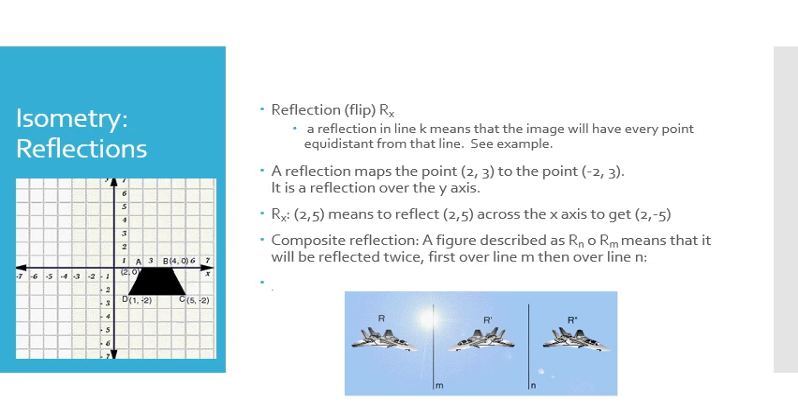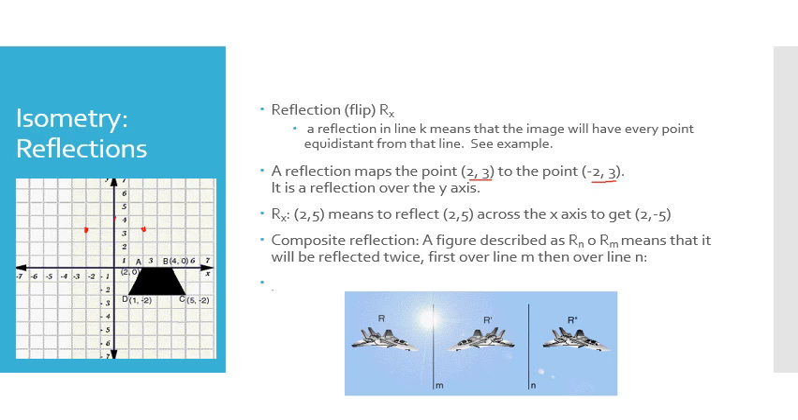Sometimes they give you a line K, they might give you the equation for the line, or they might have you reflecting something across the axis. Let's say that they gave you the point 2, 3, and the image is negative 2, 3. So we started out at 2, 3 right here on our graph, and we're going to go to negative 2, 3. And they say it was a reflection. What line did we reflect across?